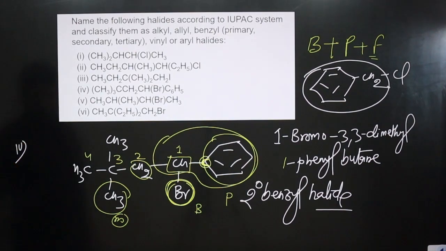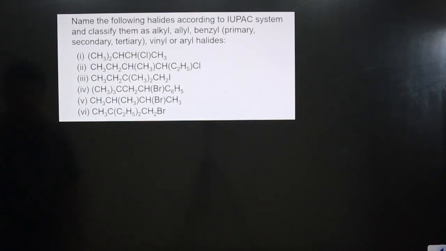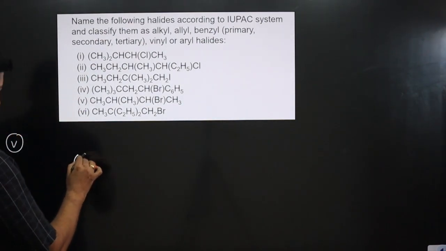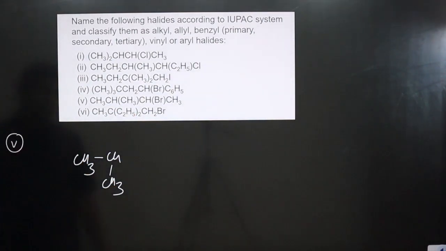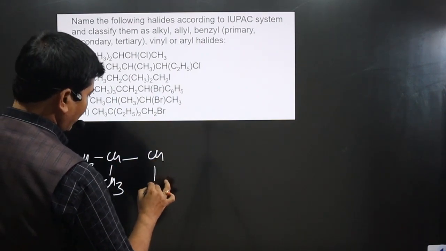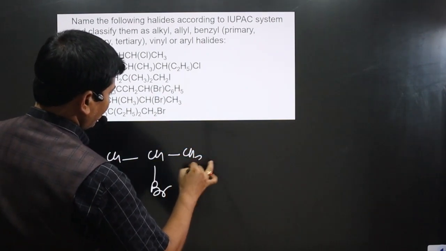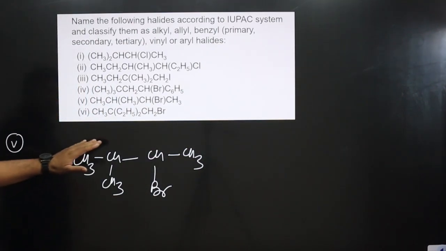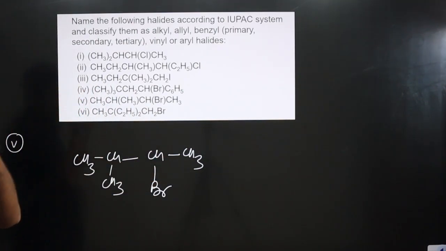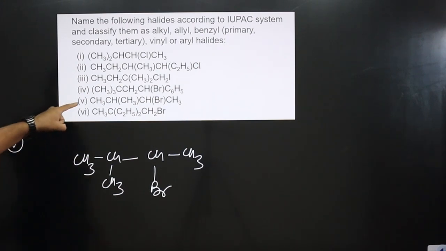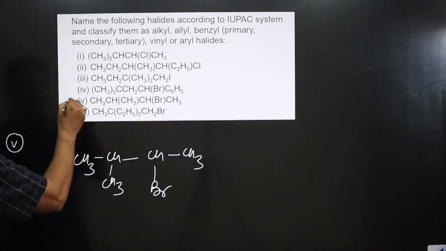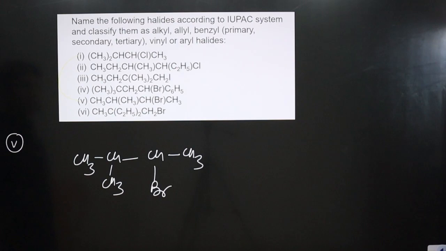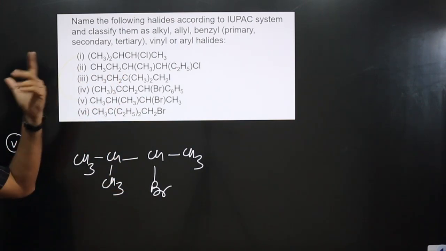Now move on to the fifth one. We have CH3, next we have CH, and to this CH we have a methyl group attached. Then we have CH, and then Br is attached, and then we have CH3. So: CH3, CH, CH3, CH, Br, and CH3. You can see the fifth one and the first one are almost the same, because in place of Br, Cl is there.